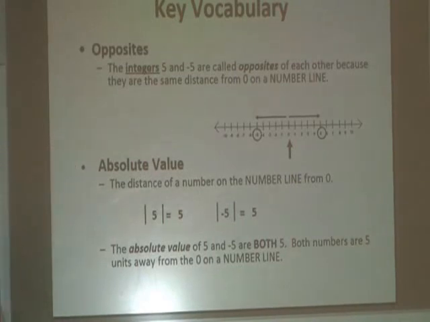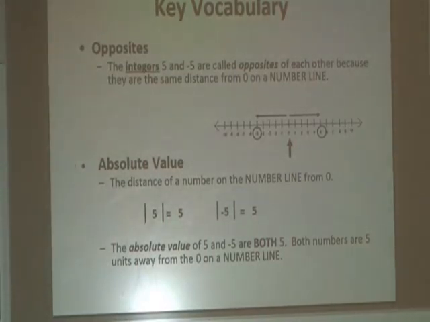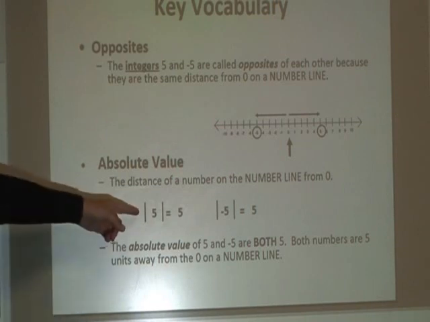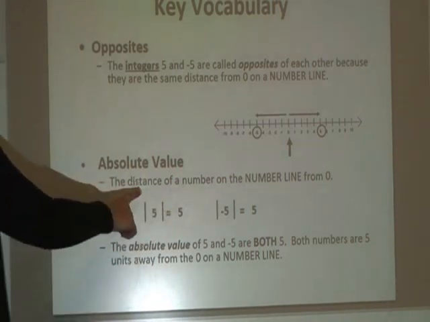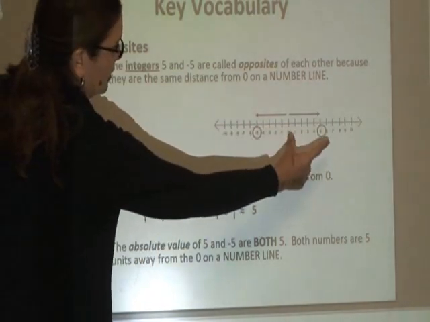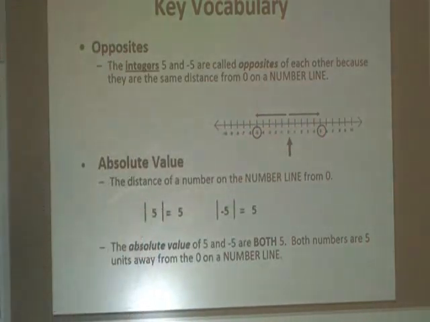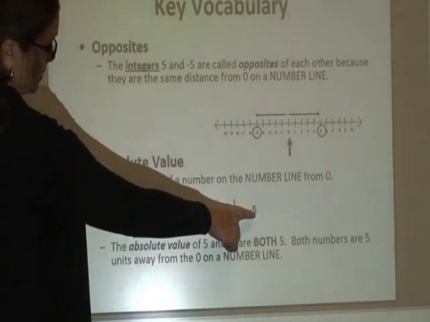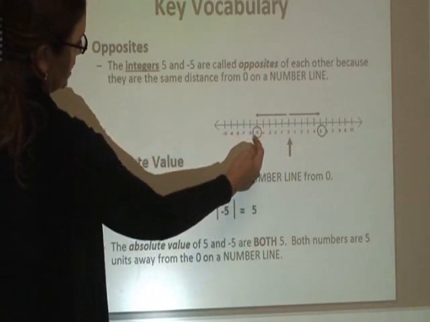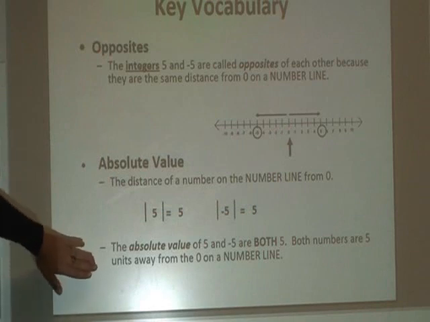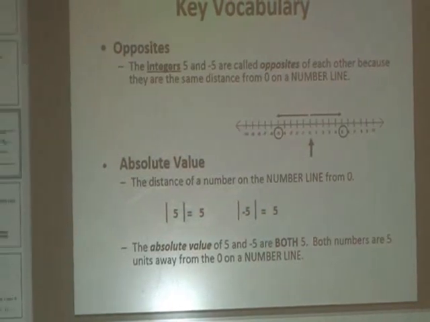The next concept is absolute value. The official definition of absolute value is the distance of a number on the number line from 0. It's written, as you see here, the absolute value of 5 is 5. Again, it's the distance on the number line from 0. So 5 is here, 5 units from 0, so the absolute value of 5 is 5. The absolute value of -5 is also equal to 5, because it is also 5 units from 0. So the absolute value of 5 and -5 are both 5.